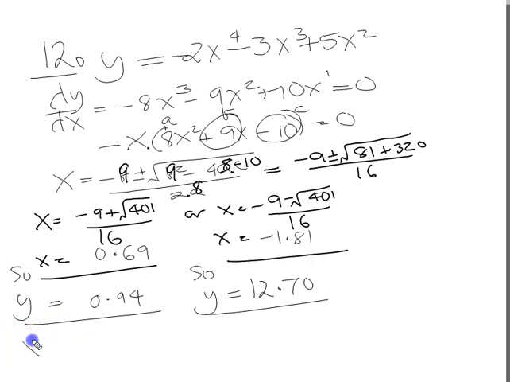There was one other turning point we mentioned at the outset, was when x is 0. So at x equals 0, what does y equal? Well, it's going to be 0, isn't it? Because they're all powers of x, so that'll be 0, 0, and 0, which makes 0. Okay then, there's our 3 turning points.